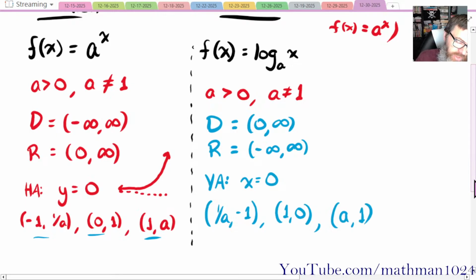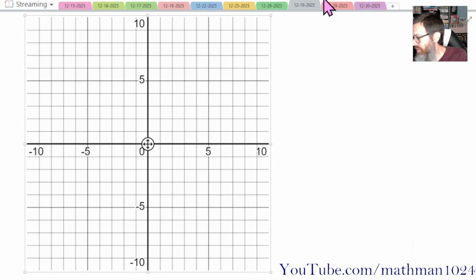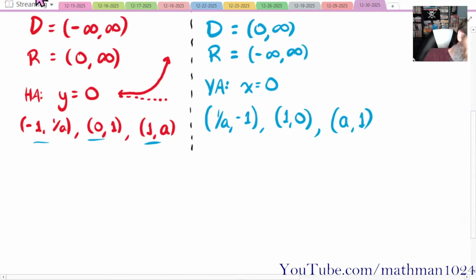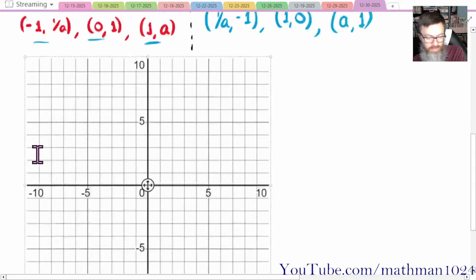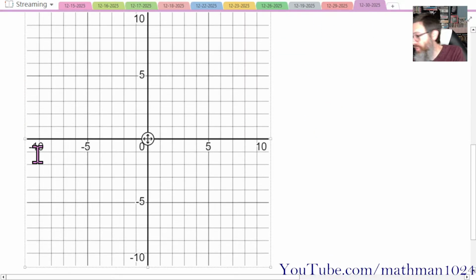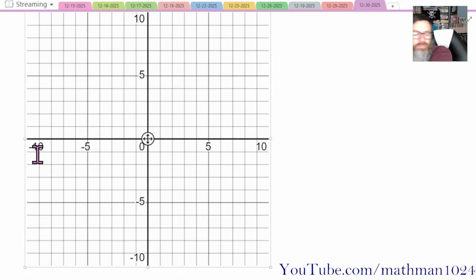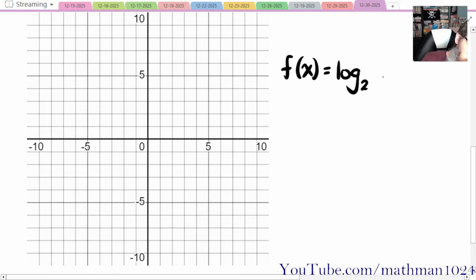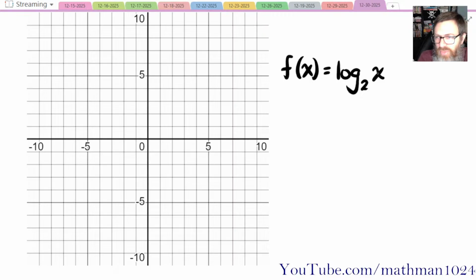I just want to do an example of this so you can see what I'm talking about. Actually, I'm going to come over here and grab this so we can examine the graph. All right, so let's do log base 2 of x. I could pick any base that I wanted to, but base 2 is going to allow me to get a lot of nice points on here, so that's why I'm going to focus on that.